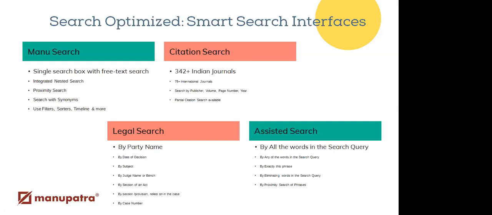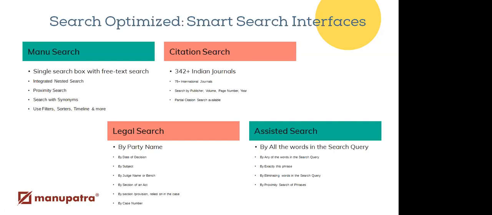Next is citation search. Now on Manupatra, we cover over 342 plus Indian journals and 75 plus international journals. What I mean by this is that all the judgments and every document that is published in all these journals are available on Manupatra. So no matter where you want the judgment from, it is there.